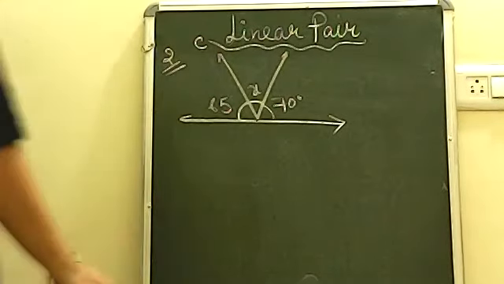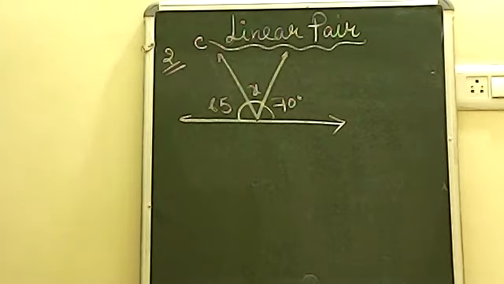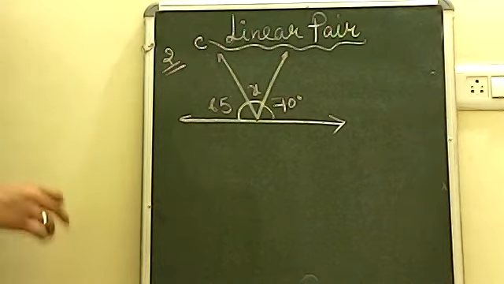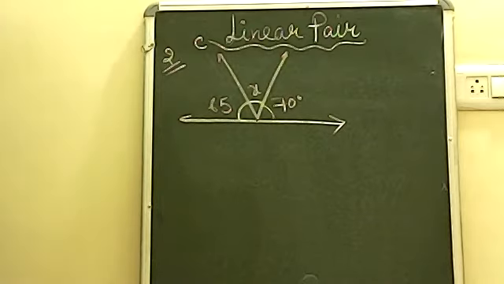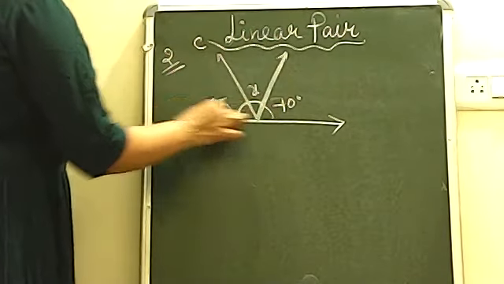Now let's start the second question. This is also one of the questions given in R.S. Agrawal. If you see this question, it can also be taken as a linear pair, but you must know linear pairs have a combination of two angles only. But here there are three angles, so you can think of this angle as one angle.